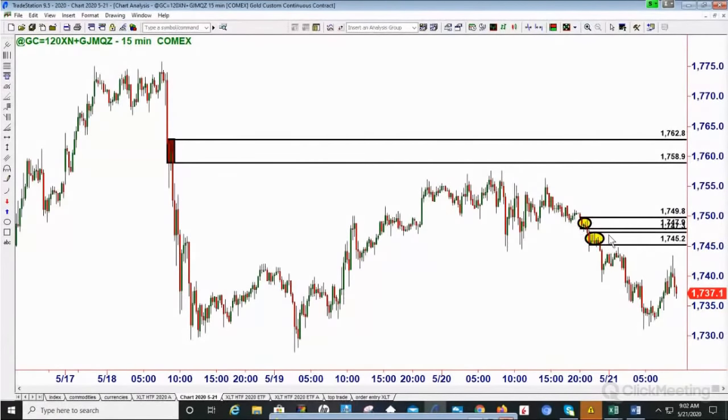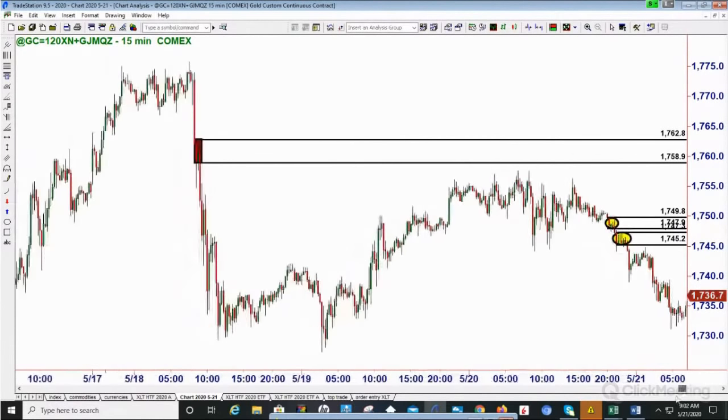So a little bit lower odds, just because it is inside of this area on the overnights. But it is two levels on top of each other on the overnight supply side at the 1745.20 to the 1747.30, up to the 1747.90 to the 1749.80.